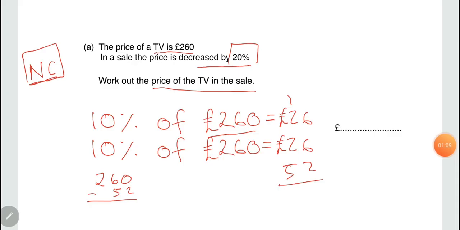So now that I know that 20% is £52, I can do £260 minus £52 here. So I have to do 0 take away 2, which I can't do. So I have to borrow 1 from here. So this becomes a 5. This becomes 10. So 10 take away 2 is 8. 5 take away 5 now is 0. And 2 take away, there's nothing to take away here. So 2 take away 0 is 2. So it's £208.